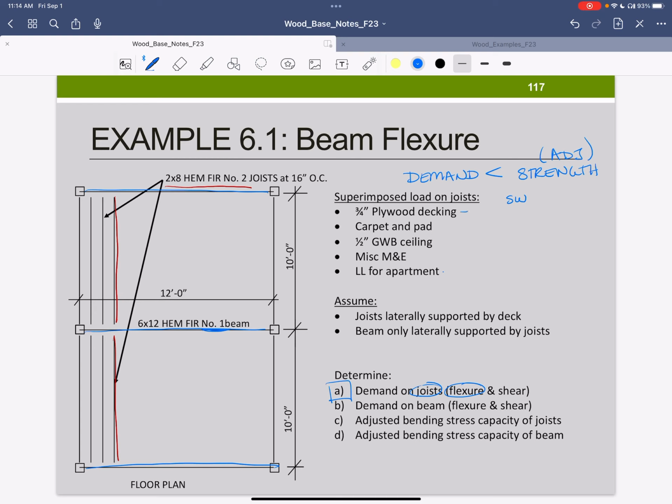Plywood deck, most of this stuff we can get out of the ASCE 7. ASCE 7, you should have bought that. You definitely will need this for senior design. For my class, you don't need it because I'm going to give you the table you need. So I have uploaded table C3-1, which is basically the loads. Okay, so it's the standardized design loads that you can use for different materials. Carpet and pad is not in there because this comes from the manufacturer.